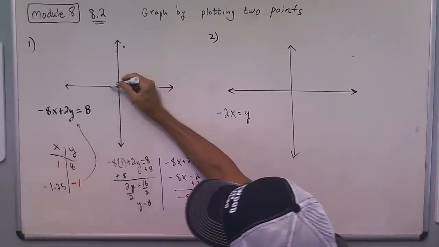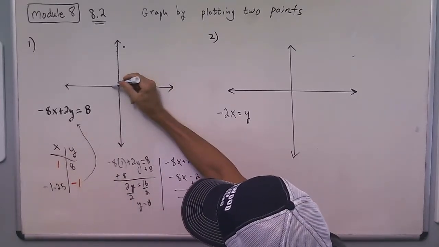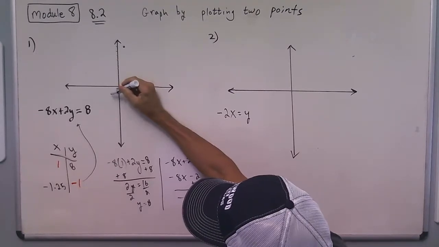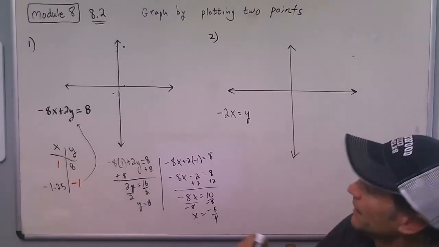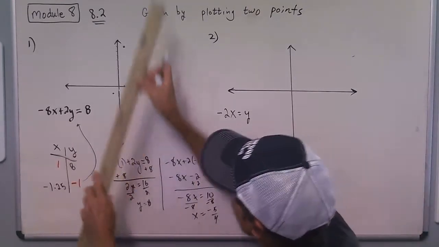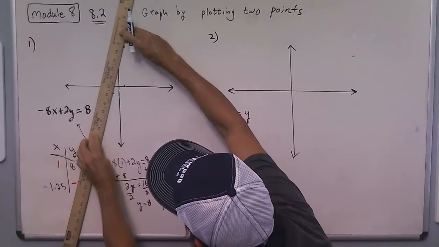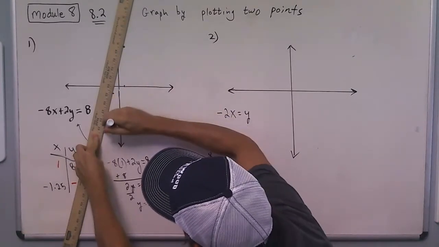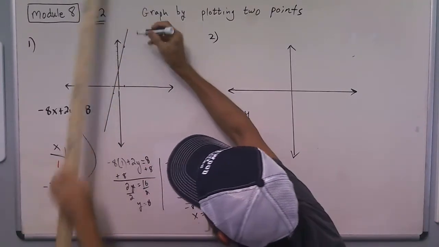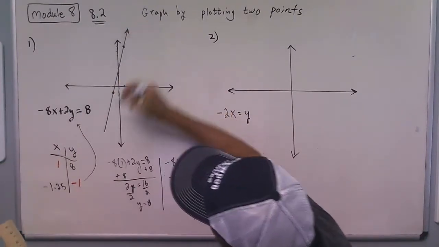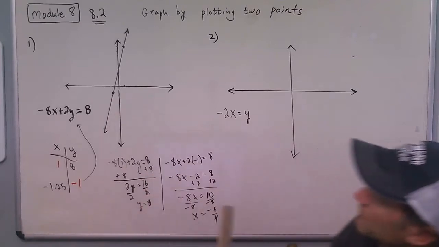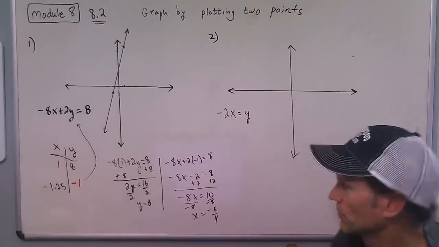So at negative 1.25, just a little further over here, we'll be at negative 1 for the y value, because our y value is negative 1. Okay, and then we'd take a straight edge, and hopefully I can do this here, and we would draw a line through those 2 points. So that's graphing using a 2-point method, picking an x value and generating a y value.